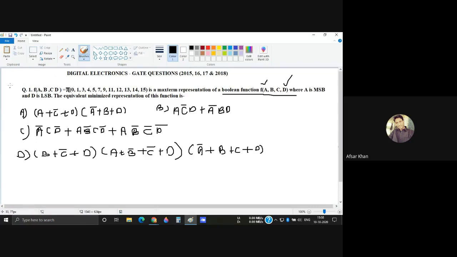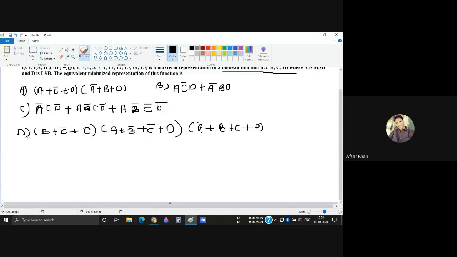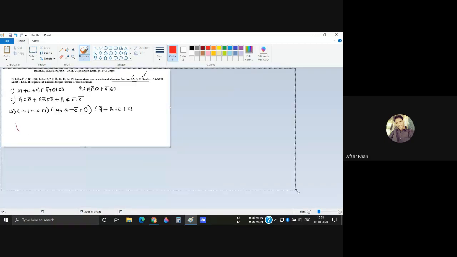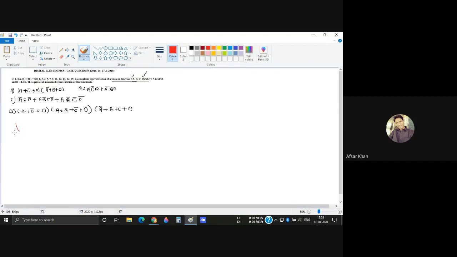have you written the question, students? Have you done the question? Yes, if done, let me know. Yes, sir. Okay, so we will solve it with the help of K-map. Let me start drawing the K-map. So I think it is visible to everyone, right?